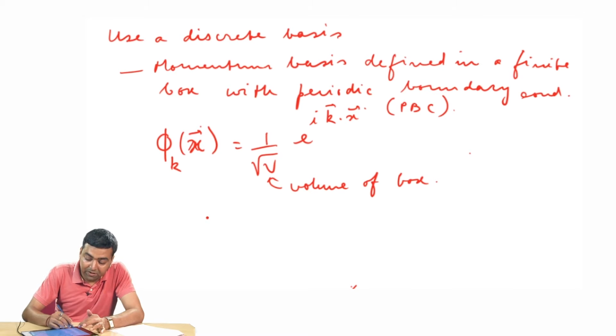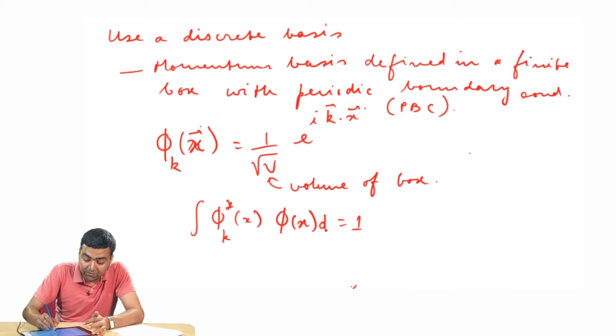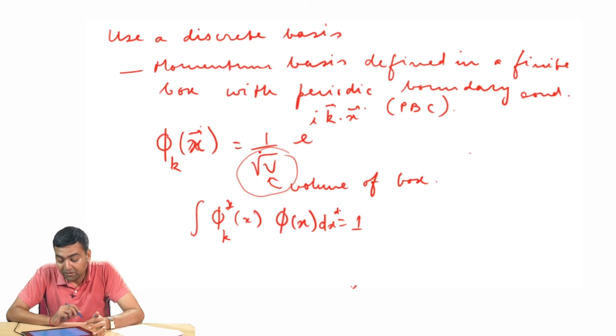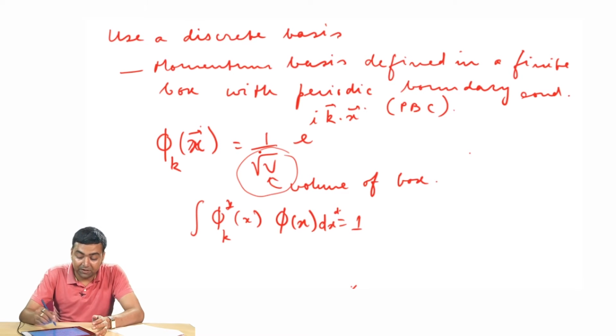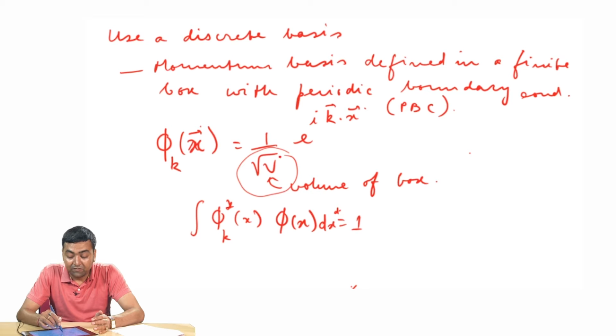So, for example, if I want a normalized value of this phi k here, what I would do is I would take phi star k of x times phi k of x equals 1 integrated over dx. If I do that, then I will find that the normalization is 1 by square root V, which we get before this e to the power i k x. This is just nothing but the normalization constant.